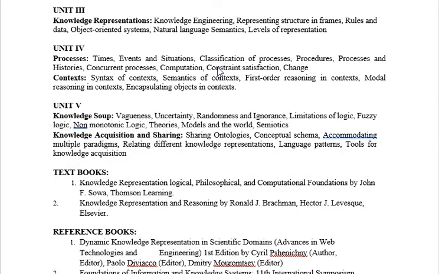In this video, I'm going to explain the last topic in unit 4, which is part 2, encapsulating objects in the context. In my previous video, I explained the model reasoning, what is the model logic and how we'll be using this model logic in the context. Now let's understand what is encapsulation in the context.